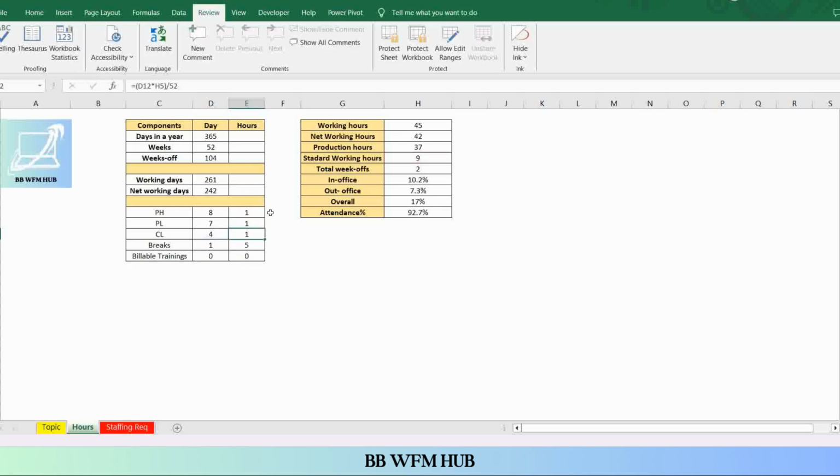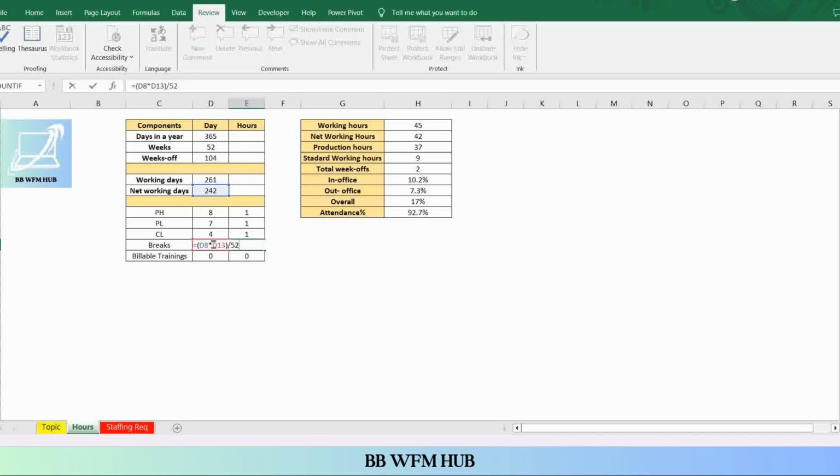Hope it's clear. And for breaks, I need to convert my breaks into hours. Here we are taking 1 hour of break from the 9 hours of shift. So I'm going to convert this 1 hour of daily break into weekly breaks. How many break hours do we have in a week?